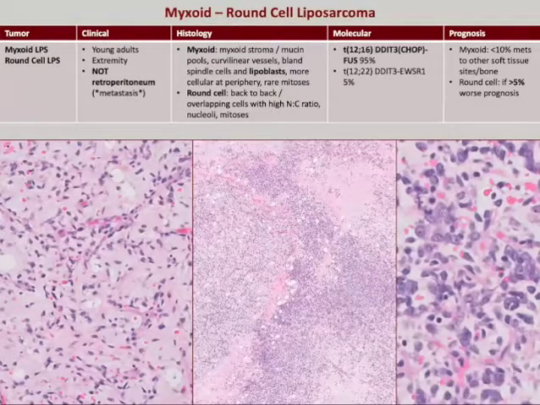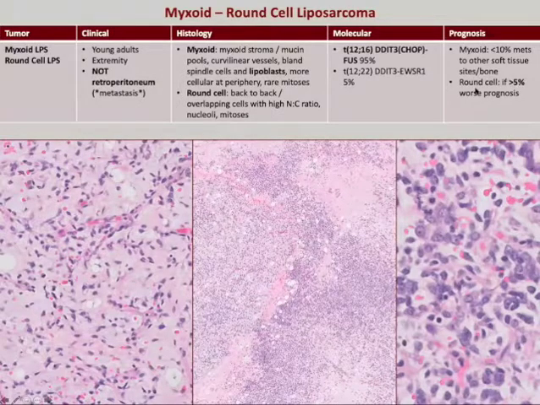Okay. If you're in the extremity, usually of a younger adult, you may be dealing with a myxoid, right? Chicken wire vasculature, myxoid stroma, little tiny bland lipoblasts that are either multivacuolated or signet ring. Once you start to get increasing cellularity with these round cells with prominent nucleoli, that's when you're dealing with round cell. 5% round cell is the cutoff for theoretically difference in behavior.